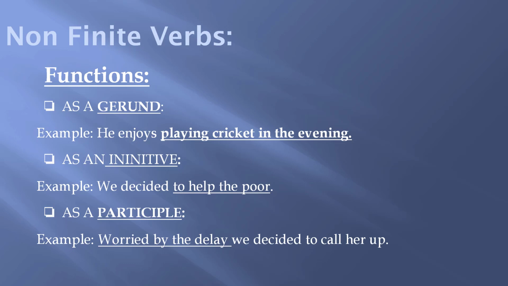Non-finite verbs also act as an infinitive. Infinitive is simply the first form of verb after to, and it acts either as a noun or as an adverb. For example, we decided to help the poor. Here, to help is an infinitive. Decided is the main verb and to help seems to be a verb, but actually it functions as a noun.